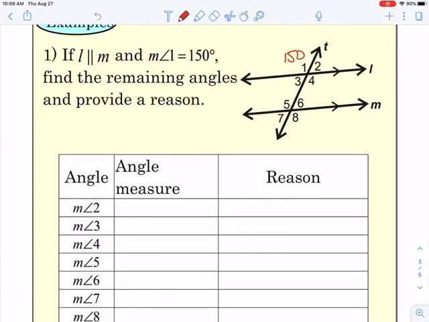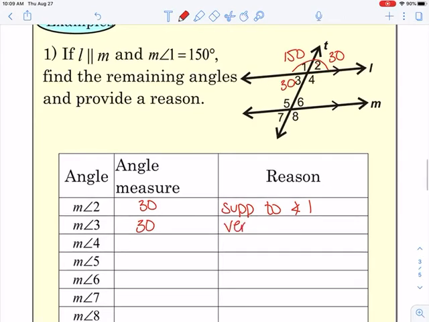Okay, angle 1 and angle 2 are supplementary, so they have to add up to 180. So 180 minus 150 would be 30, so angle 2 is going to be 30, and that's because it is supplementary to angle 1. Shorthand so I can fit it in there. Okay, angle 3, I'm going to say, is vertical to angle 2, and vertical angles are congruent. So if angle 2 is 30 degrees, that means that angle 3 is 30 degrees. So again, that's going to be vertical to angle 2.